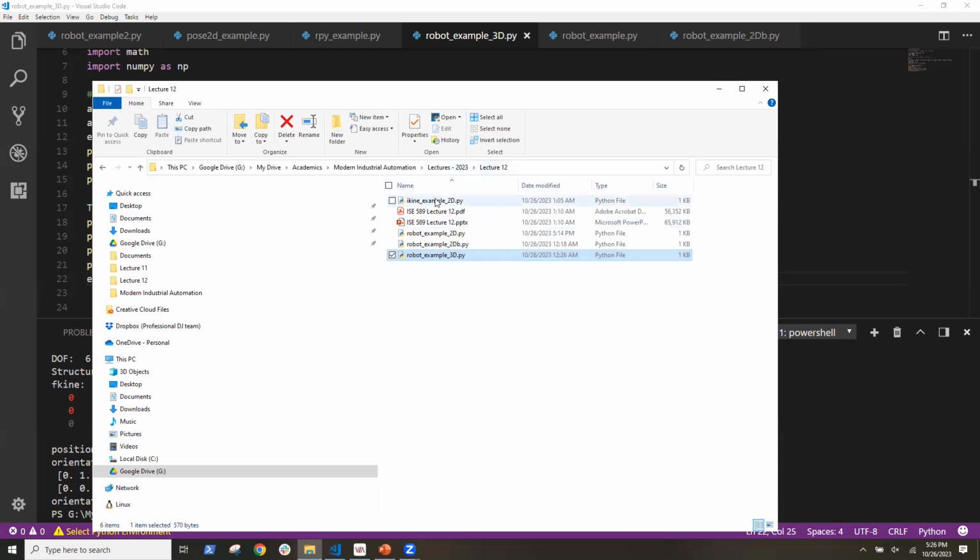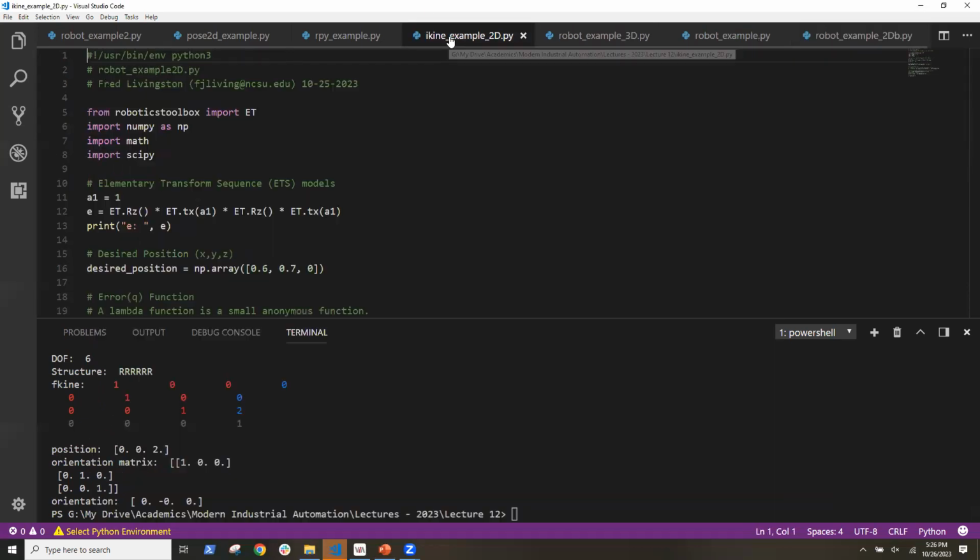So I have a 2D example here. Here is my description of the robot. This is a 2 degree of freedom system. It looks like this: a rotation, translation, rotation, translation. I want to get to this desired position at 0.6 and 0.7. I need to compute the Q1 and Q2 to get me to that location. That's what the answer is looking for: what Q1 and what Q2 values get me to that location here.